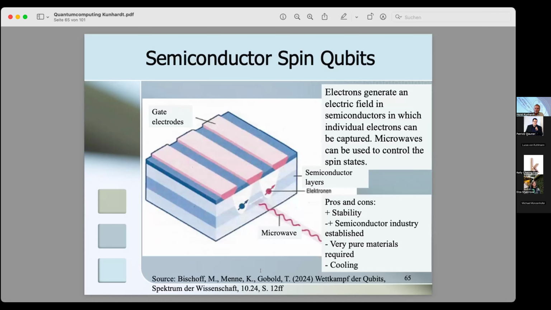We have gate electrodes. We use these kinds of technologies already, and we have various very thin semiconductor layers, and in these layers electrons are moving and can be controlled by microwaves. The pro is the stability of the system, and the semiconductor industry is very well established with all the processes. And one of the problems is we need very pure materials, and therefore the effort is very high in order to produce these semiconductor layers. And we need cooling again.